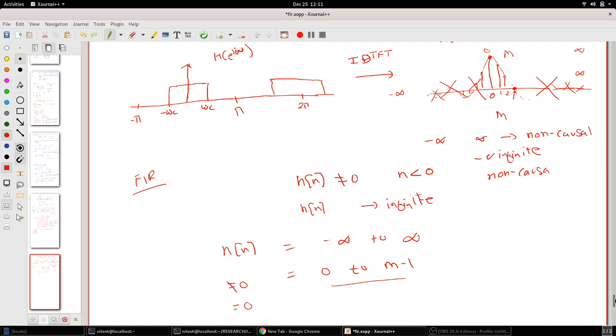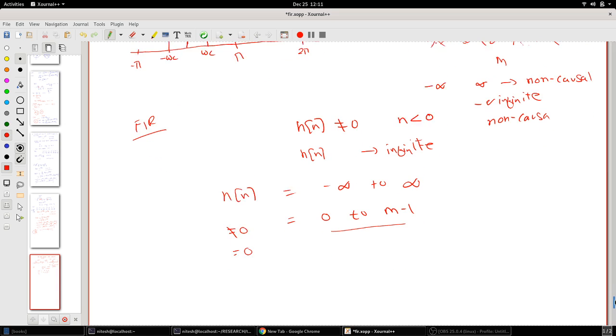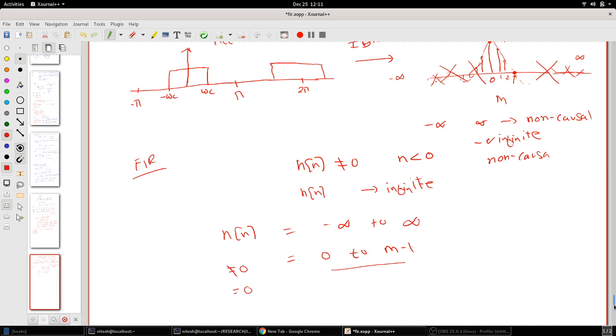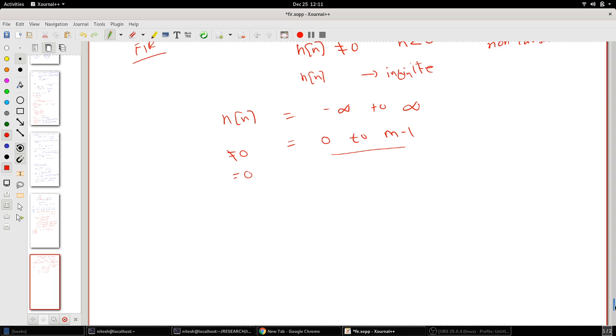So first thing, let's see what the effects are and how we are going to do that. Think about a simple rectangular window. We'll just take this example right now. Think about a rectangular window where w of n is 1 for 0 less than or equal to n less than or equal to m minus 1, and 0 otherwise. So what if I take this window function?